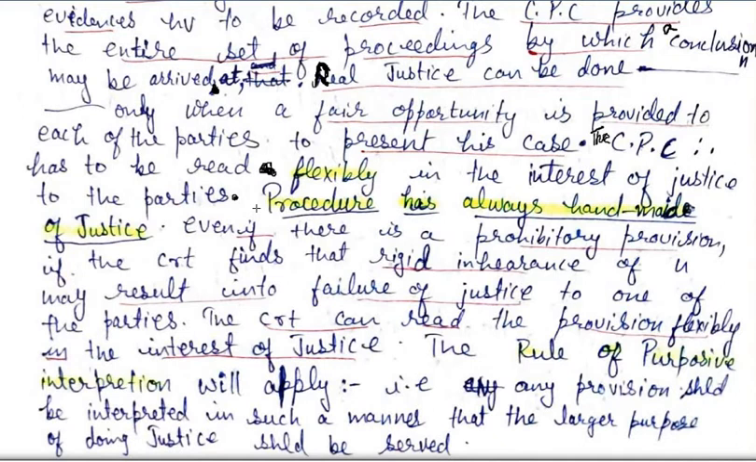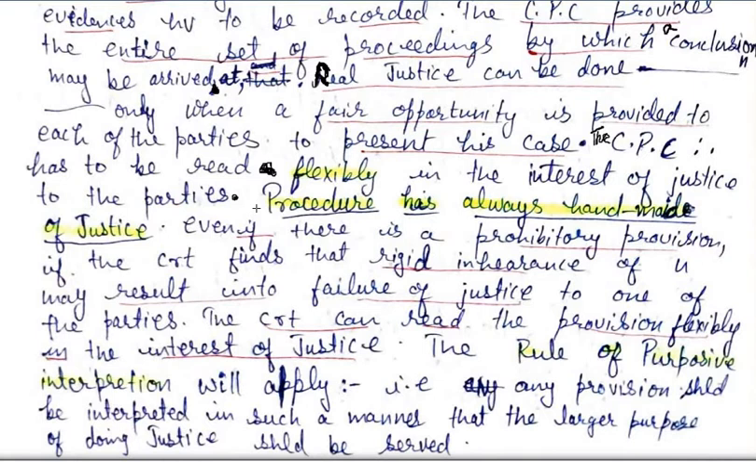justice, then the court will always go for making that language flexible. So if there is a prohibition in the CPC, but if it is found that a rigid adherence to that prohibitory provision will result into the failure of justice to one of the parties, then the court always has the discretion to read that restrictive provision flexibly. So that is a very important rule of interpretation regarding CPC as well as CRPC.